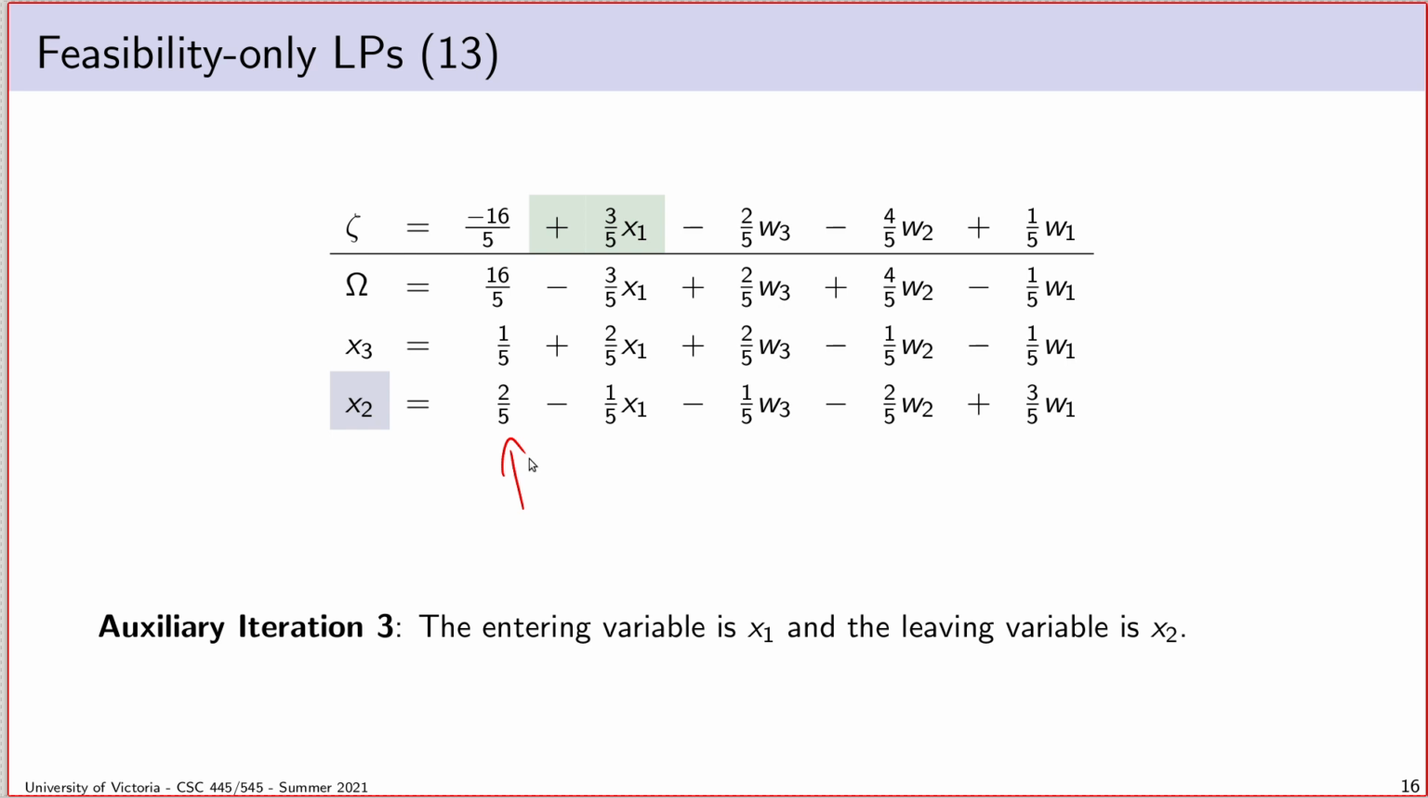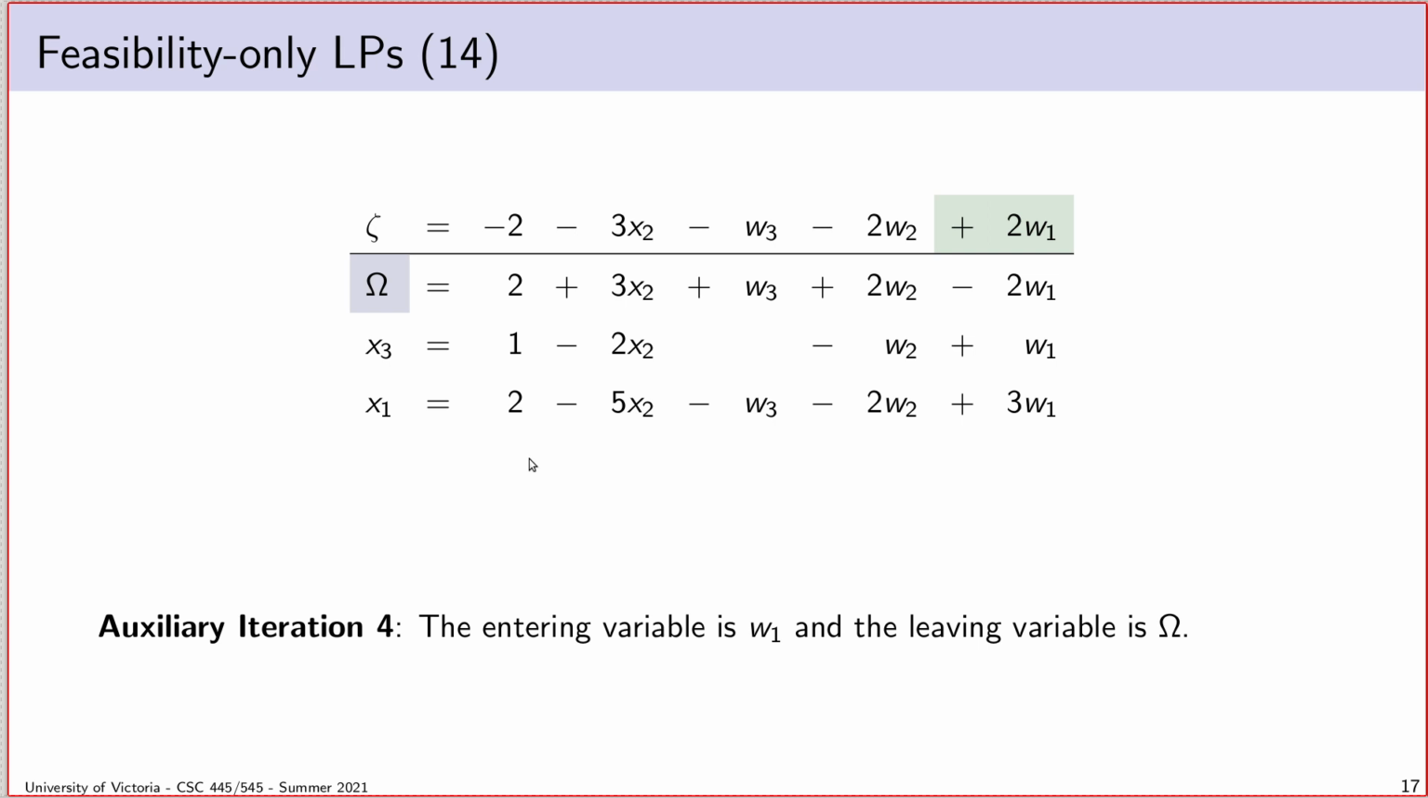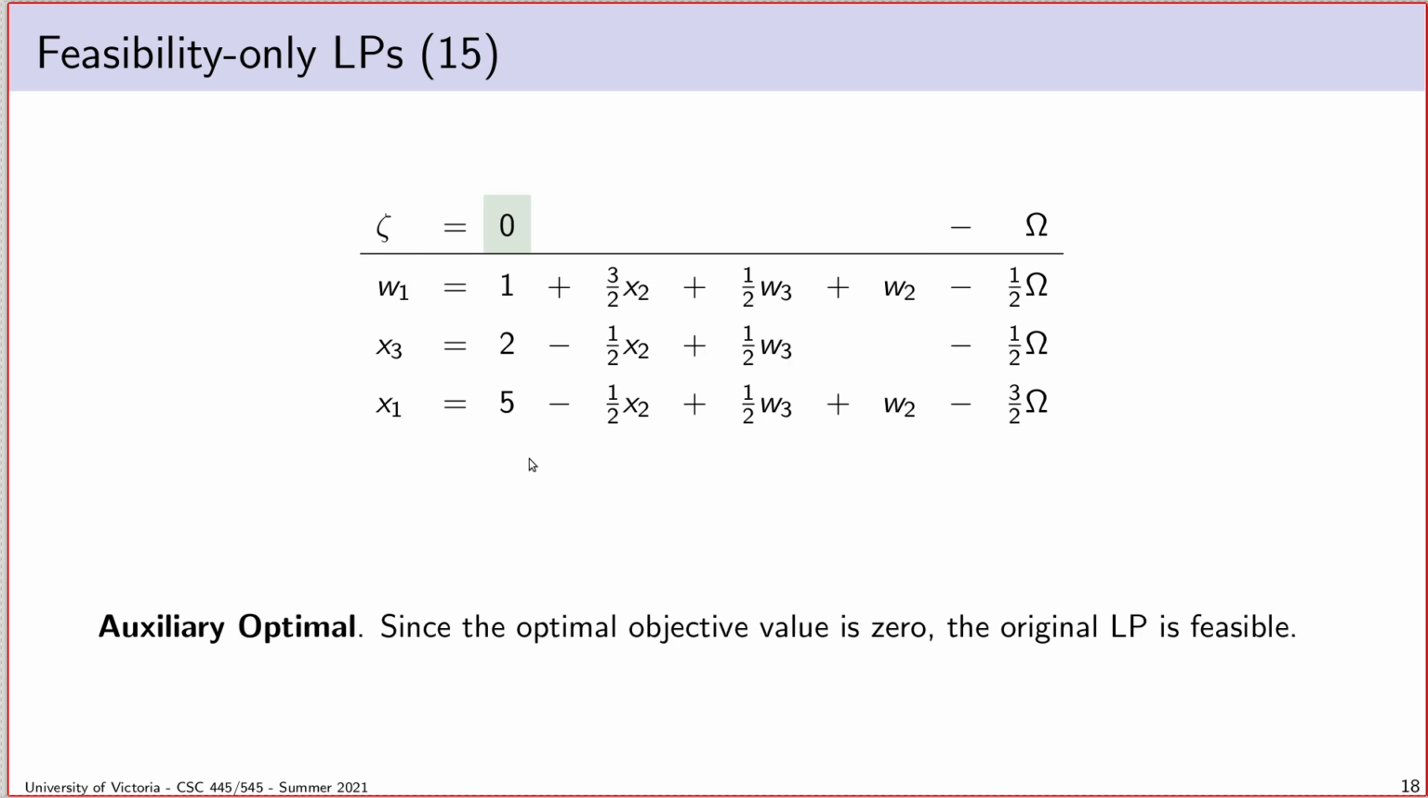Although I've got a bunch of fractions over 5 here, this dictionary does look a lot more comfortable than the one we just saw. This is a typical looking simplex dictionary. We perform another pivot and another one after that, and now we end up with this optimal auxiliary dictionary. The optimal objective value is 0, and omega is non-basic, which means it's going to be equal to 0. It means that there is a feasible solution to my original LP with omega set to 0, which means I can transform this into a feasible dictionary for my original LP.